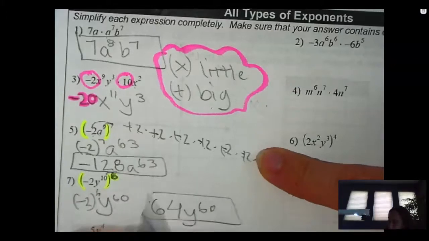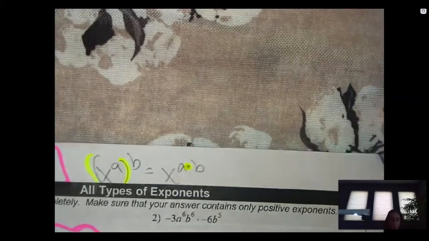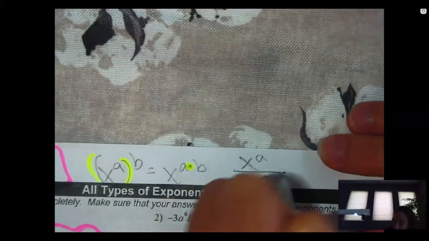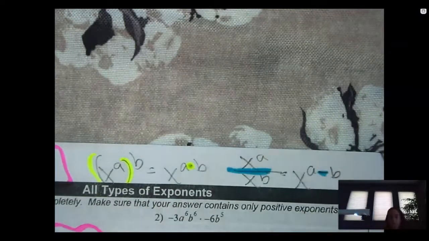And I know that if that's 128, that's half of it, because it's multiplying by 2. The last type you're going to do is dividing. And it says x to the a over x to the b equals x to the a minus b. Okay? So when you're dividing, you're going to be subtracting.